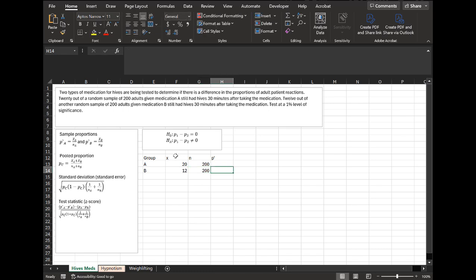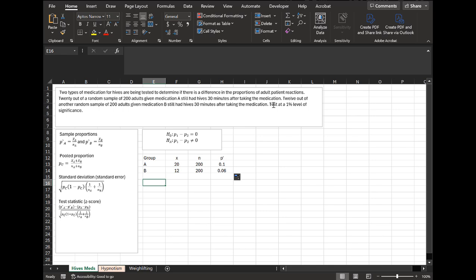And you know me, I like everything centered. And then I take my X over my N for each of these. So now I've got that proportion that I need. Okay, so got all of that good stuff.